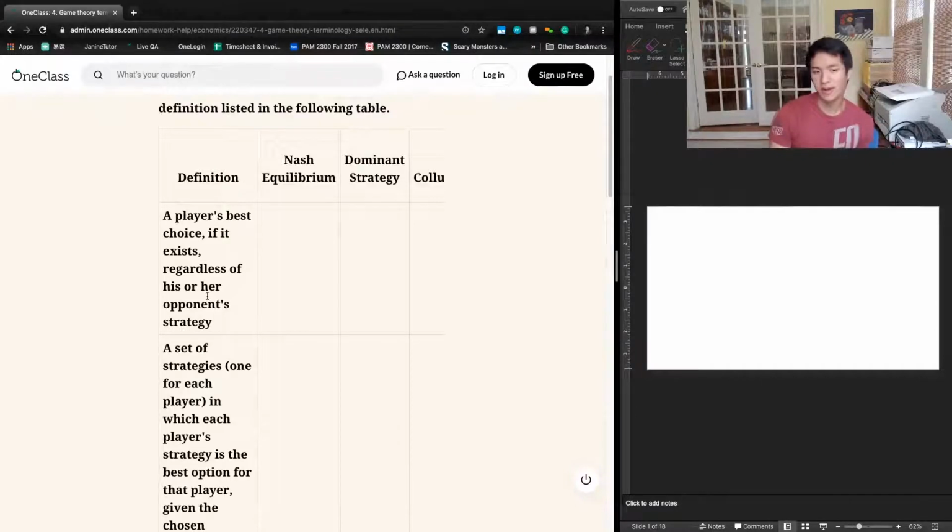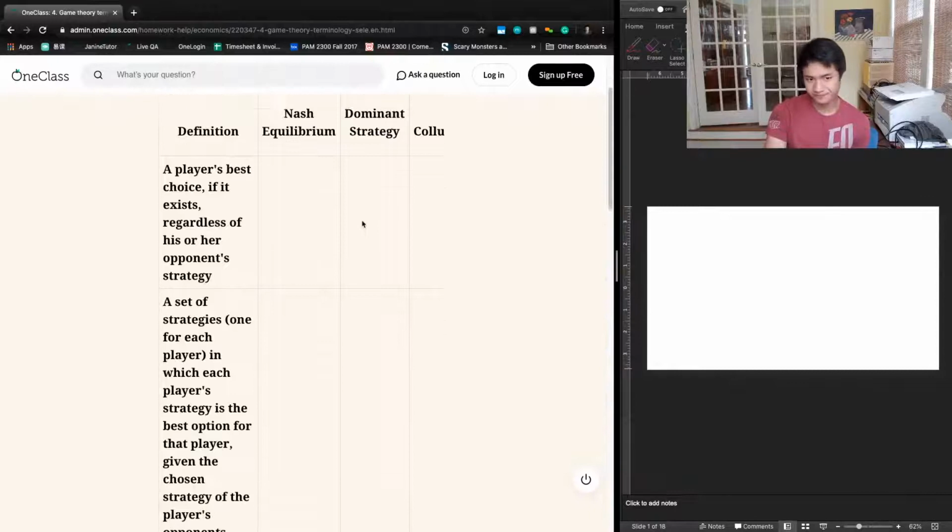So let's take a look at the first one. First one says a player's best choice if it exists, regardless of his or her opponent's strategy. So there's not much to explain here. This is just stuff that you're going to have to memorize and understand from a definitions point of view. For this question, your strategy, regardless of what your opponent does, doesn't change at all. That's going to be something that's called a dominant strategy. It doesn't always exist, but when it does, it basically means you don't care what other people do, you just do whatever you do, because no matter what, that's going to be your optimal strategy. So this is dominant strategy.